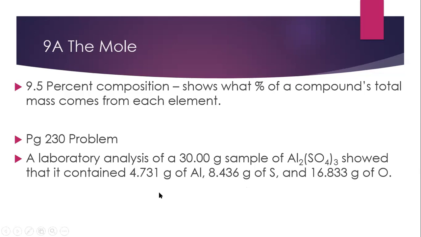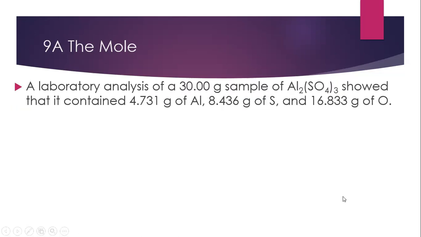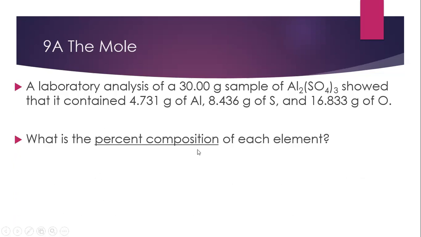You can see that this breaks up each part into grams, and it gives us that ratio out of the 30 grams. So if you added these up, they'd add up to 30, where normally these would add up to close to 100%. So we are going to analyze a 30-gram sample. What is the percent composition of each element?